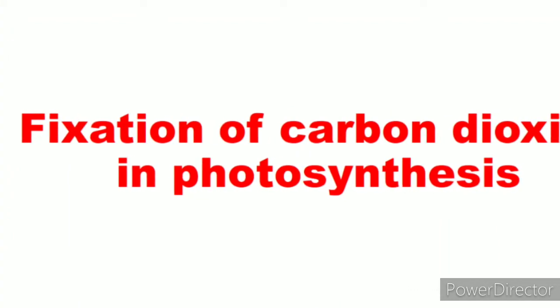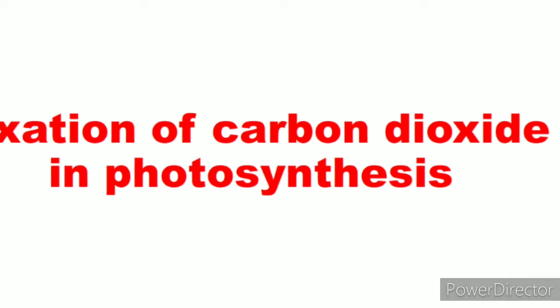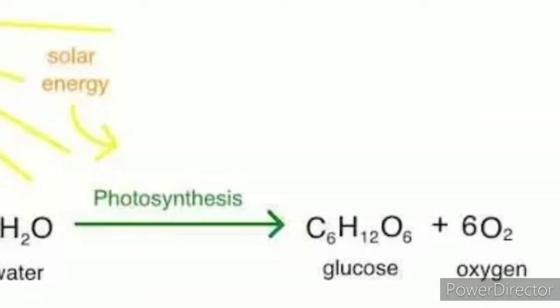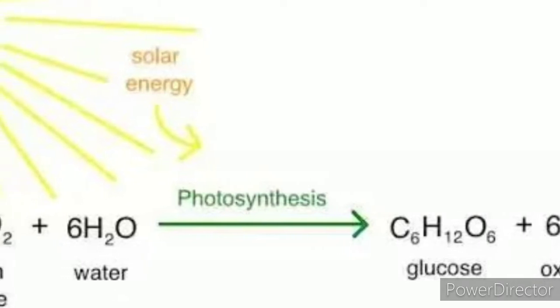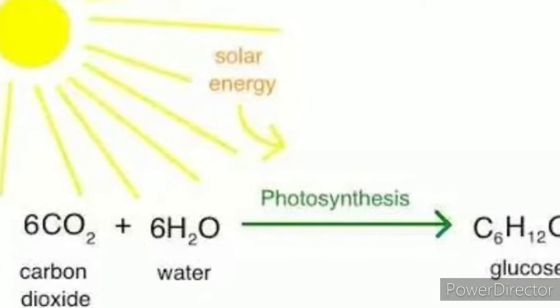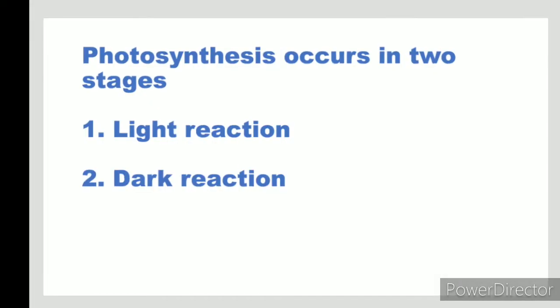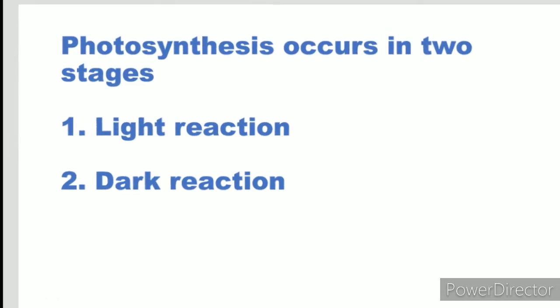Conversion of inorganic carbon dioxide into the organic glucose molecule is known as the fixation of carbon dioxide. This fixation takes place in the presence of sunlight and chlorophyll, and this reaction is known as photosynthesis. Photosynthesis takes place in two stages. The first stage is the light reaction and the second stage is the dark reaction.